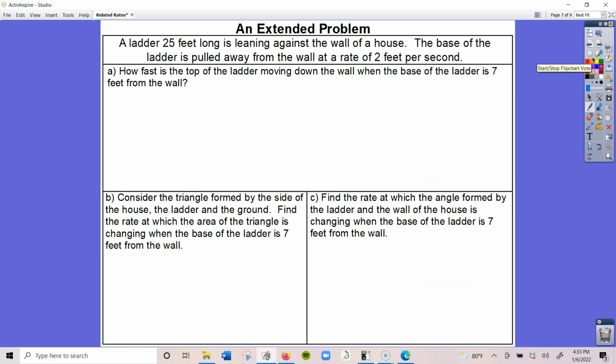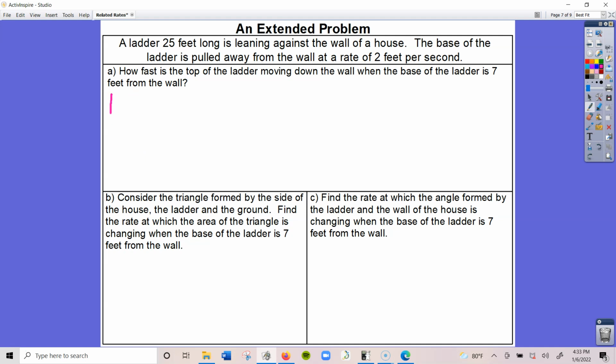Moving along, let's try an extended problem. So we're going to look at a ladder situation. We have a ladder 25 feet long leaning against the wall of a house. The base of the ladder is pulled away from the wall at a rate of 2 feet per second. So let's look at what this means.